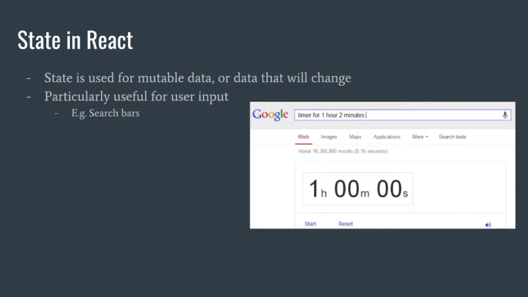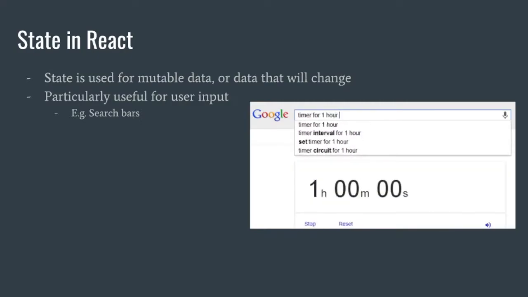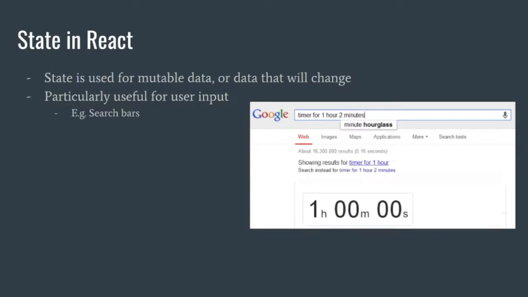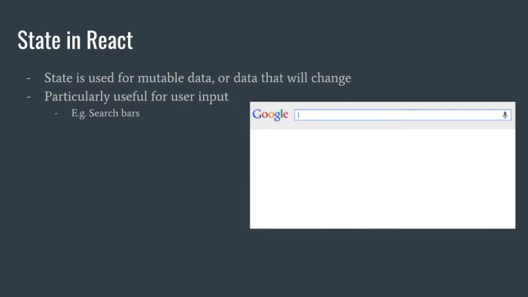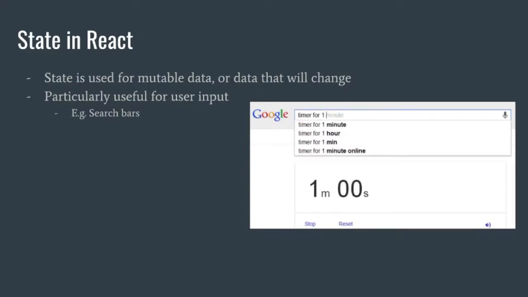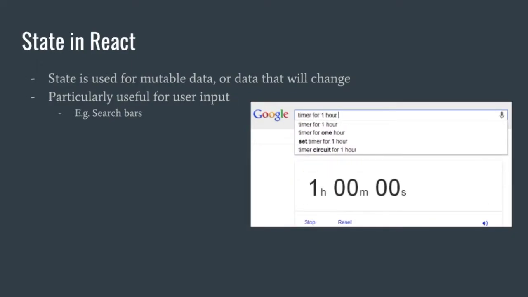State is used for mutable data or data that will change. So state is used so that a component can keep track of information in between any renders that it does. When you set state, it updates a state object and then re-renders the component. This is super cool because that means React takes care of the hard work and is blazingly fast. State is particularly useful for user input.